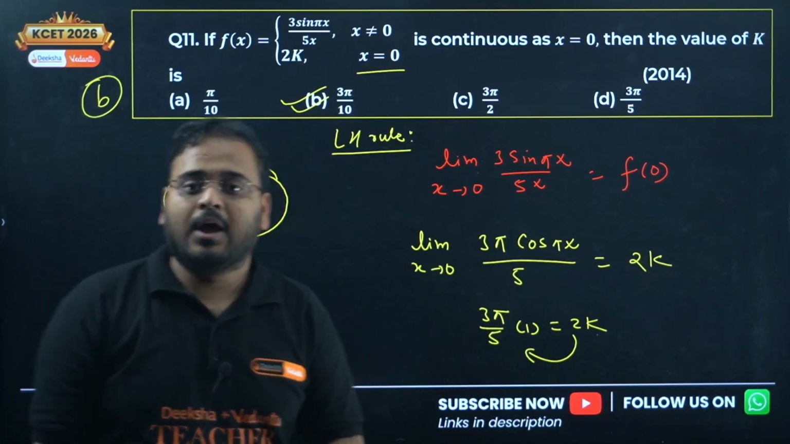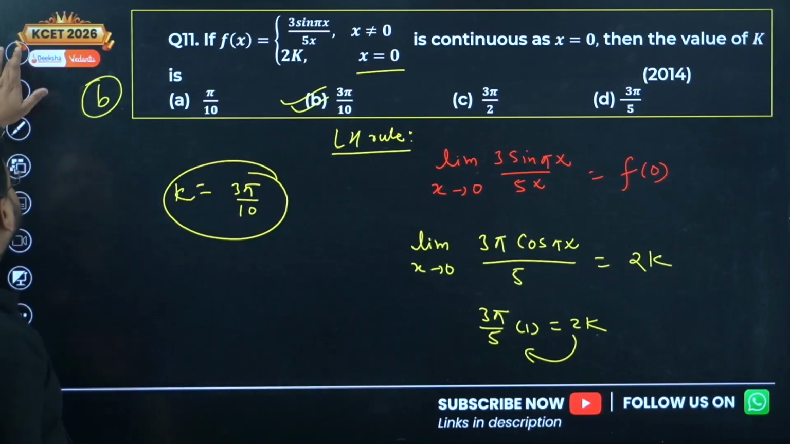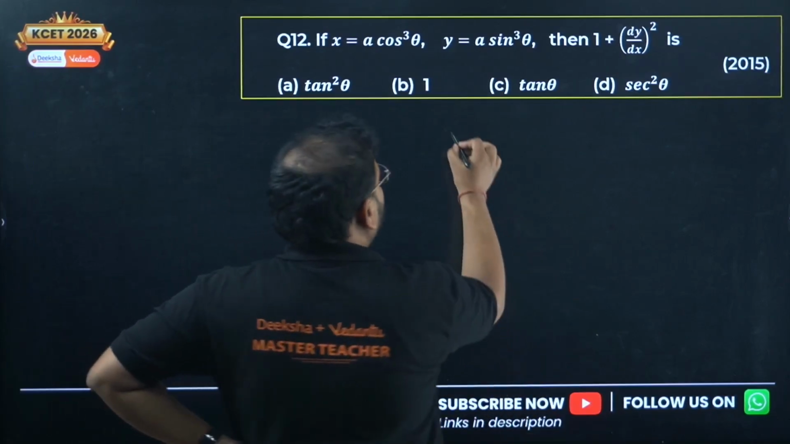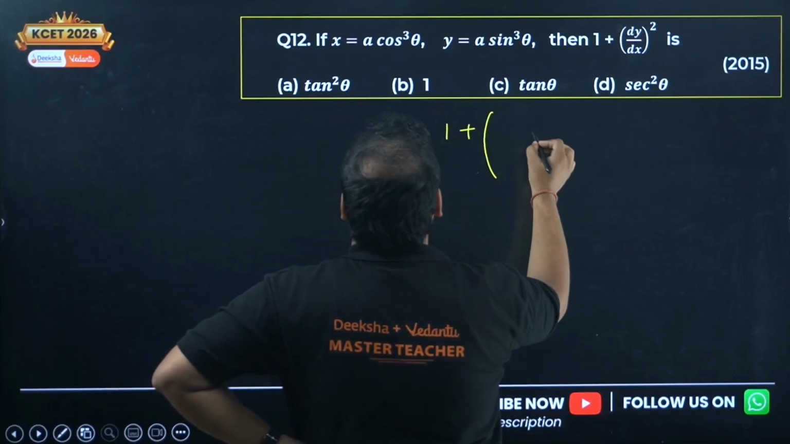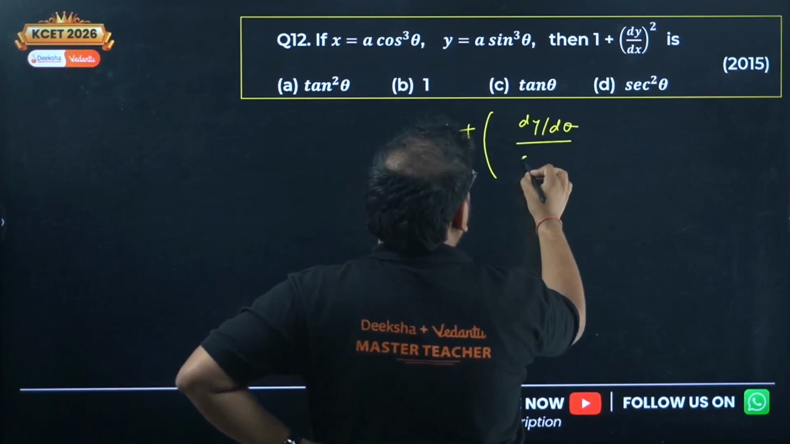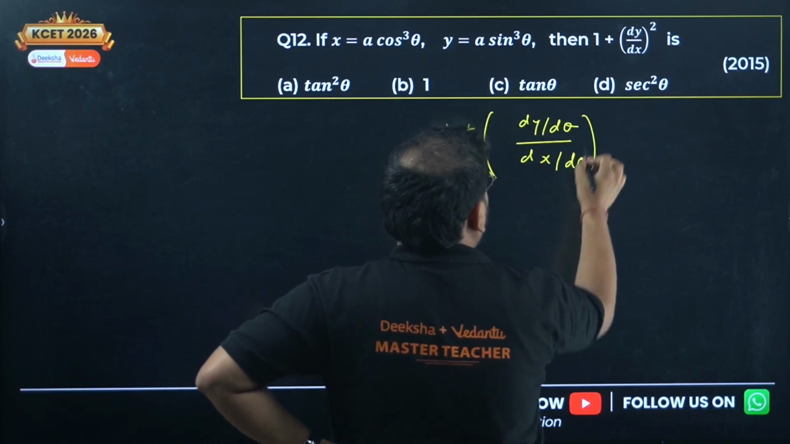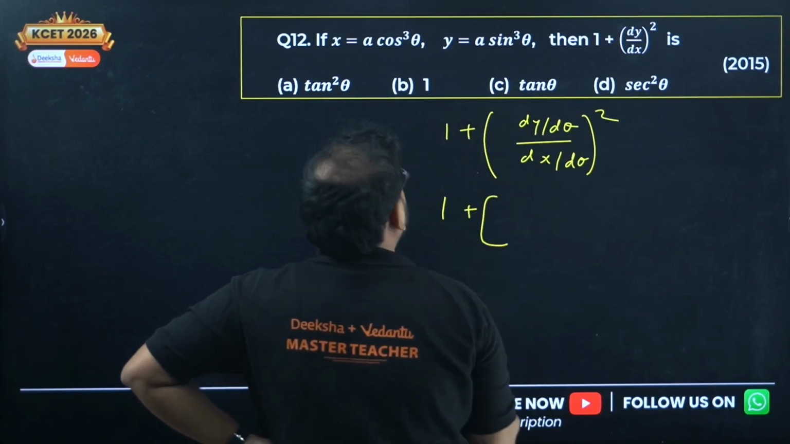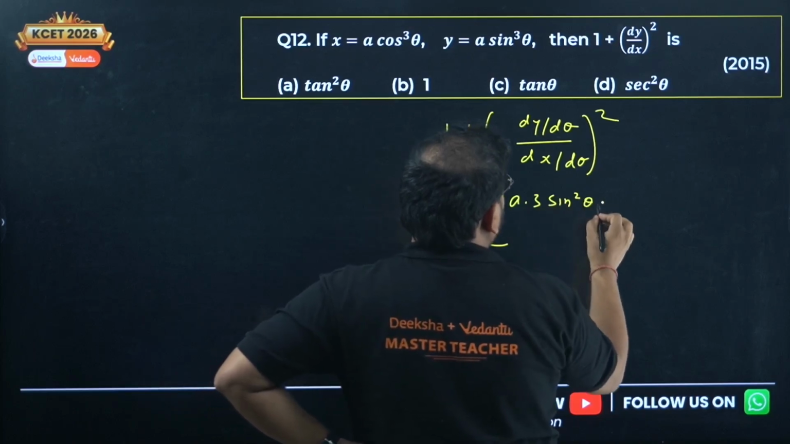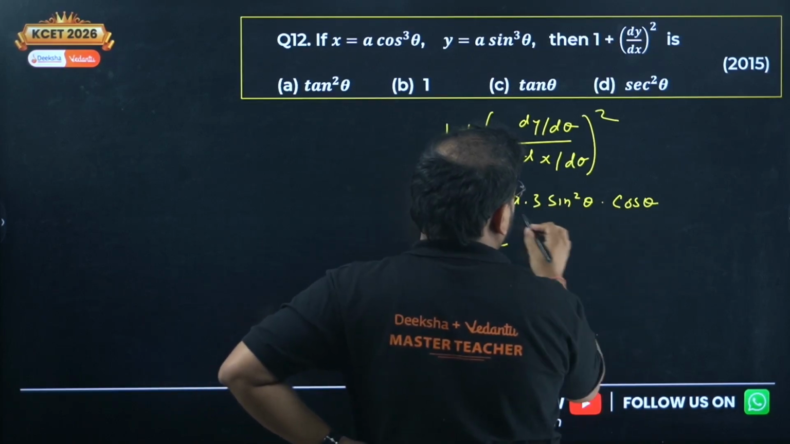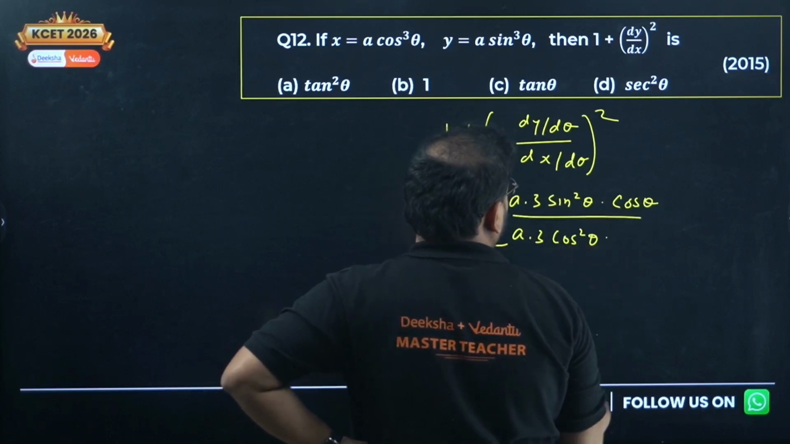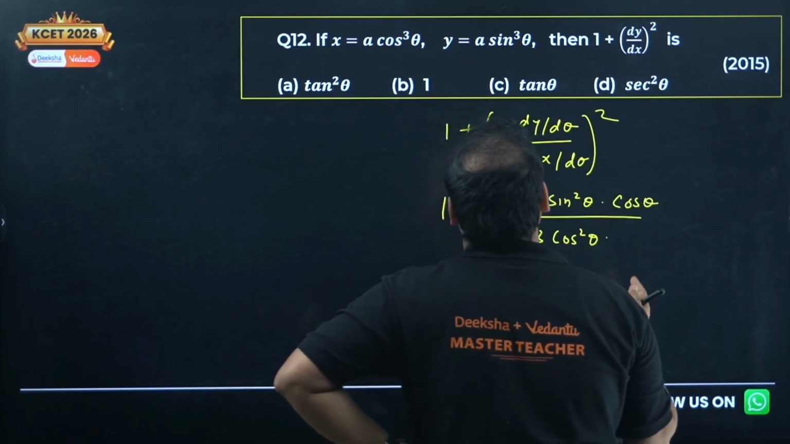Option B. Fair enough. 12th one. x is given, y is given. This is a parametric form question. Apply that. Derivative to the square. So we'll get the derivative of y with respect to theta upon the derivative of x with respect to theta, the whole square, 1 plus. Check here, the derivative of this will be a into 3 sin square theta into the sine derivative, cos theta. Here also we get a into 3 cos square theta, and over here the cos derivative will be minus sine.